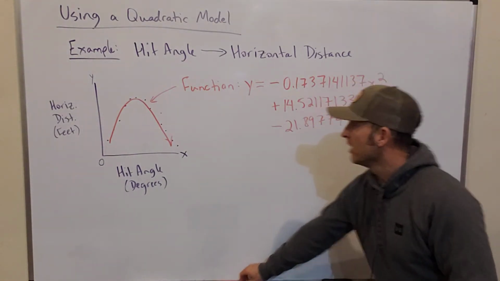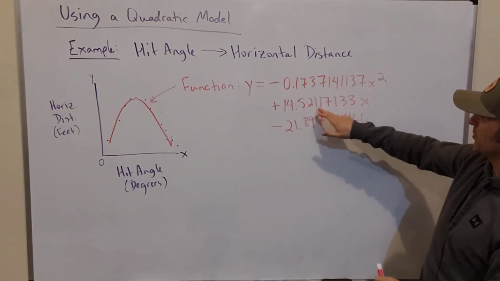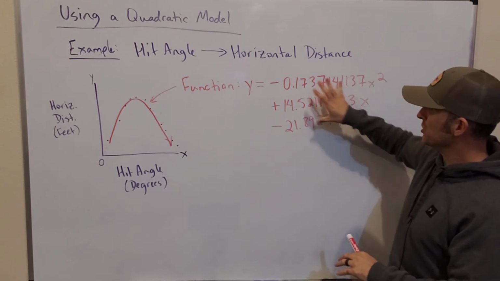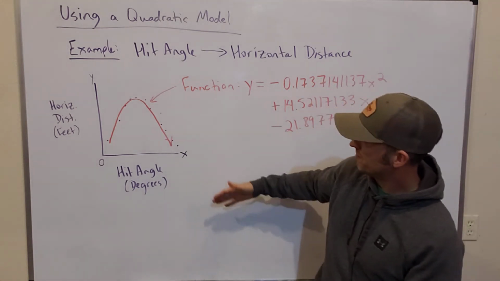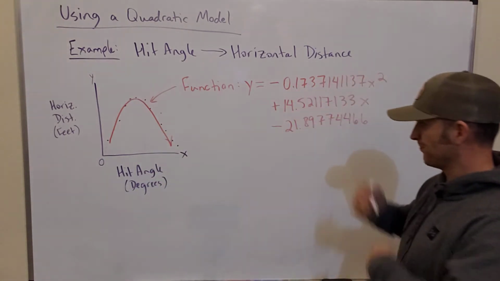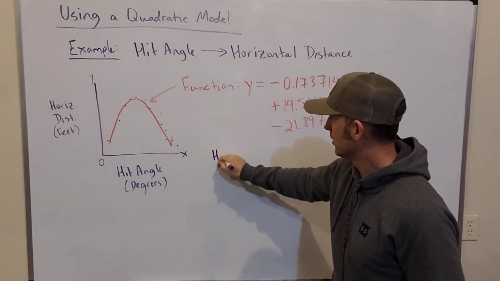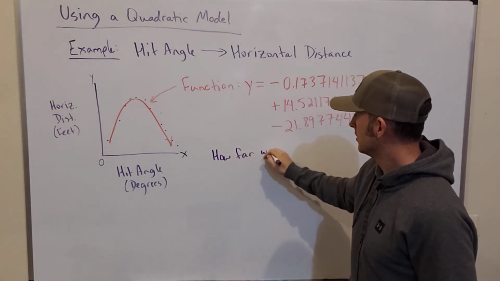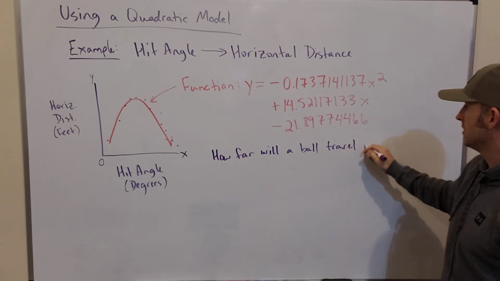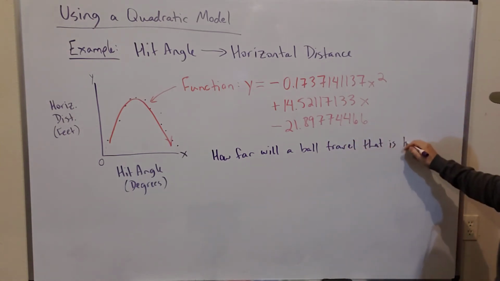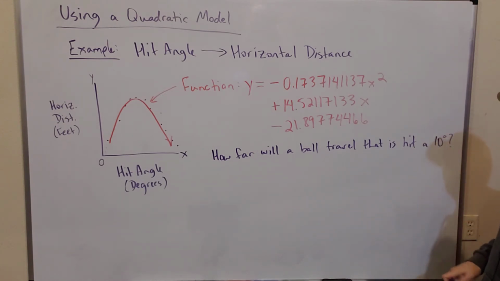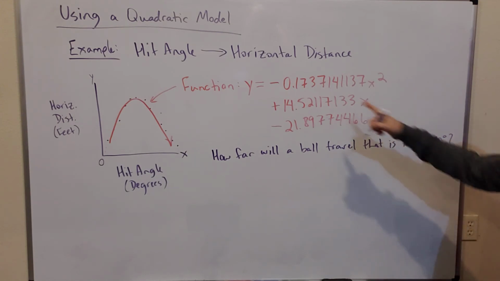Okay, so I rewrote our function with ax squared plus bx plus c. Notice that c was negative, so it turns into a minus. Now, we can use this function to determine what hit angles will give us a horizontal distance. So we could ask the question now, how far will a ball travel that is hit at 10 degrees? How far will a ball travel that is hit at 10 degrees based on this model?